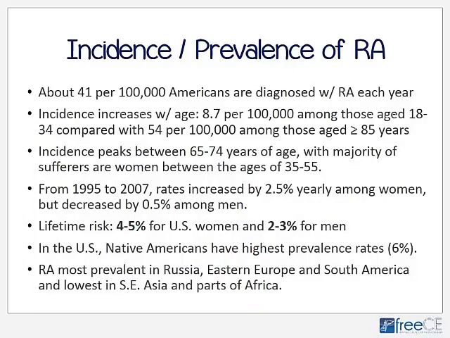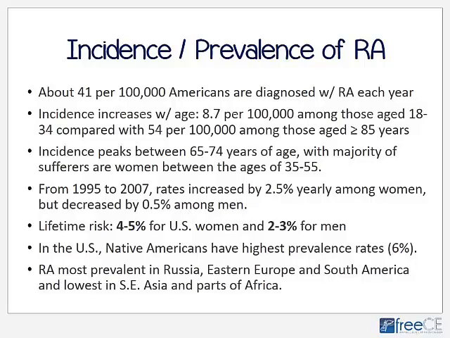About 41 per 100,000 Americans are diagnosed every year with RA. The incidence increases with age, for example, about 9 per 100,000 for younger adults, and this is compared with about 54 per 100,000 for the older adults, 85 years and older, which is an increase of a little over 6 times more. Although the incidence peaks between 65 and 74 years of age, keep in mind that most sufferers are women between the ages of 35 to 55.